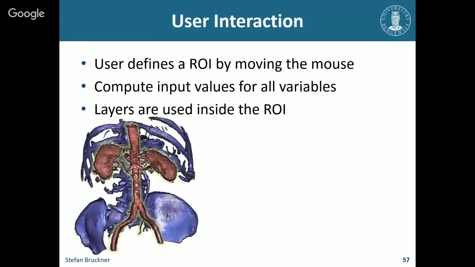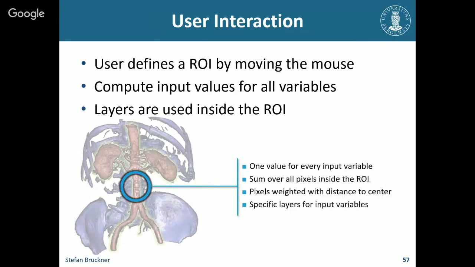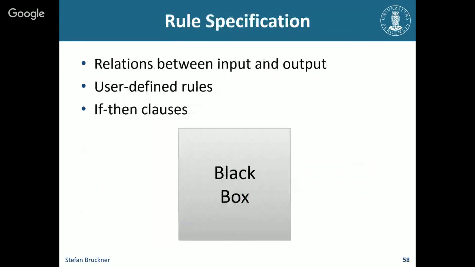So we have a circular region of interest, simply defined by the mouse cursor location, and within this region of interest, we take a look at every pixel and determine the corresponding tissue for this pixel, and we additionally weigh it with the distance from the center. This is all the information that we need from the user side. And then we have a set of rules that define the relations between the input and the output.